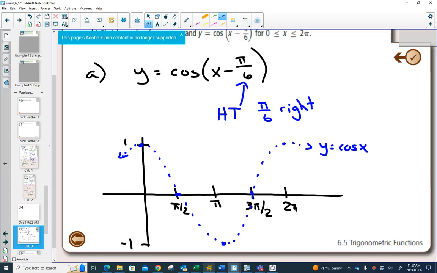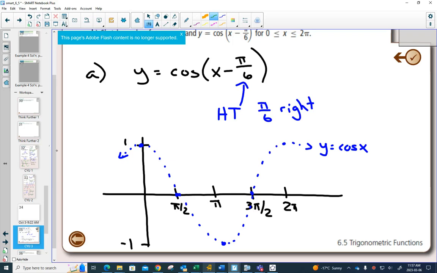Which, if we chose the 5 points on the cos graph, the original ones, and had to add pi over 6 to each of the x-coordinates, some of the mental math is going to be kind of annoying. So again, we're going to notice a shortcut for this. The shortcut is if we can mark on here where pi over 6 is. We're going to use our pi plate. Okay, pi over 6 is 30 degrees.